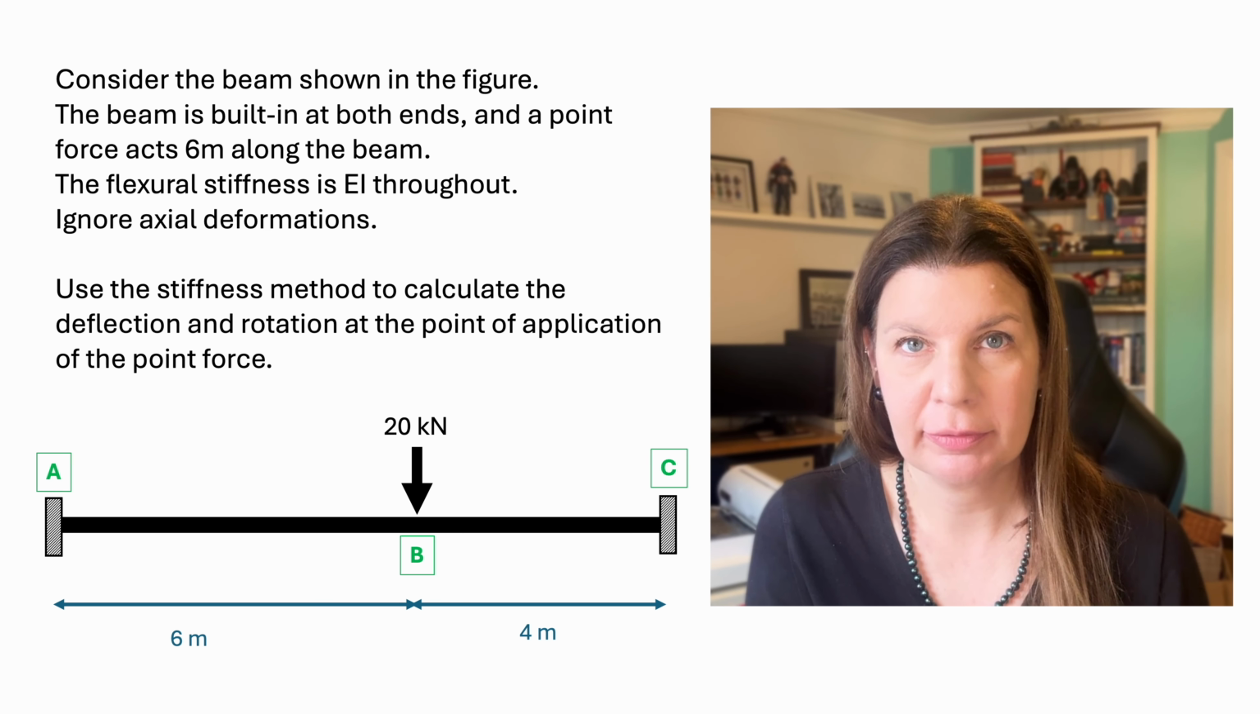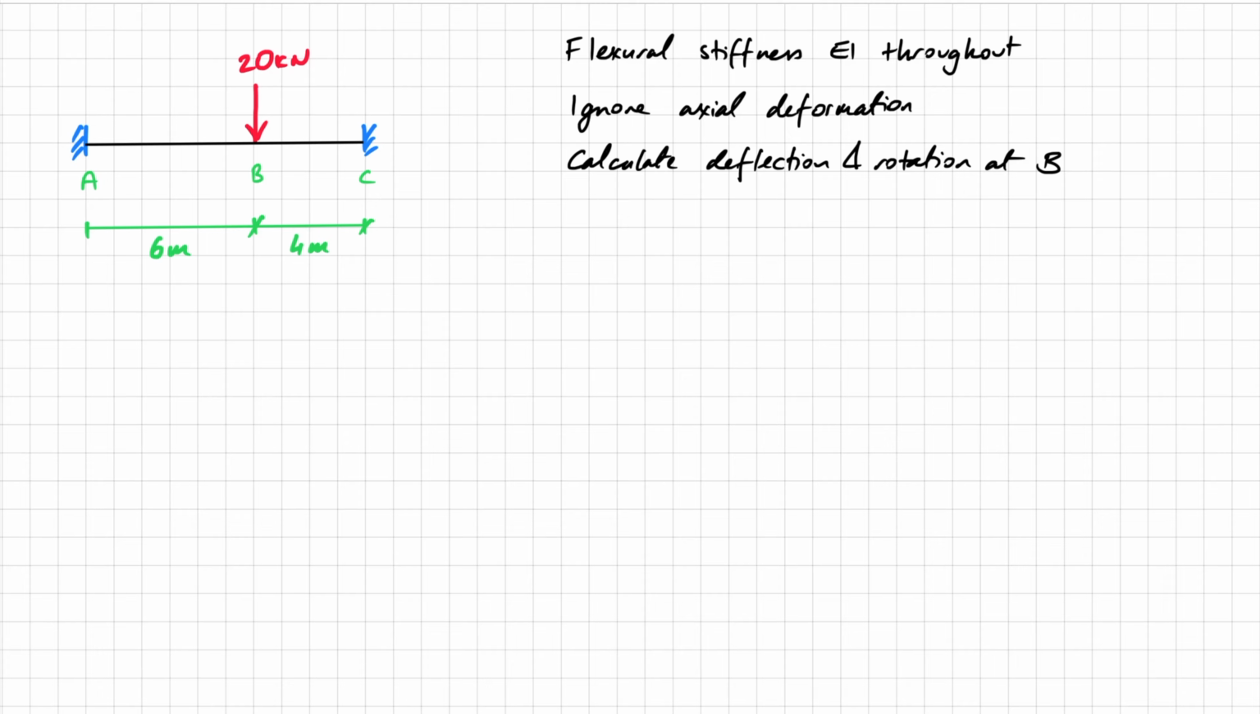As we already saw, this is the question that we need to solve. We've got a beam that is fixed on both ends, and there is a point load applied at 6 meters from the left-hand side. Assuming these points are A for the fixed support at the left, B where the point load is, and C on the right-hand support, we can see that the beam is divided really into two parts of 6 meters and of 4 meters.